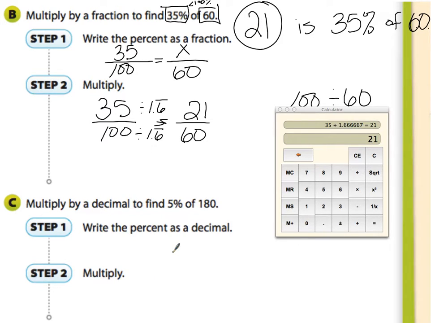I can also look at it and think, okay, well, 35% is less than 50%. And I know 50% of 60 would be 30. So 21 should be less than 30. Is this true? Since it's true, I can say that yes, my answer is reasonable. Okay.